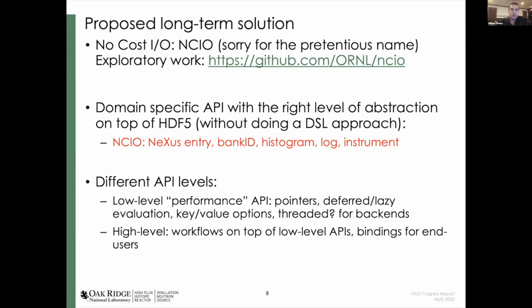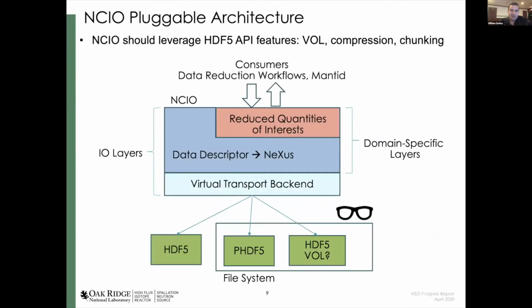So the language will be in terms of what the scientists understand, NeXus entry, bank, or even the backends. So we are tackling two different API levels. The low level is for the performance backends, when you have to load an algorithm and process it. And the high level is mostly what the end user will call directly using Python or some high-level language. So we're not there yet. The low-level API, I think, is already challenging.